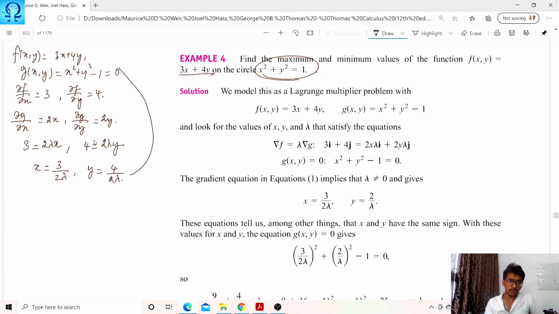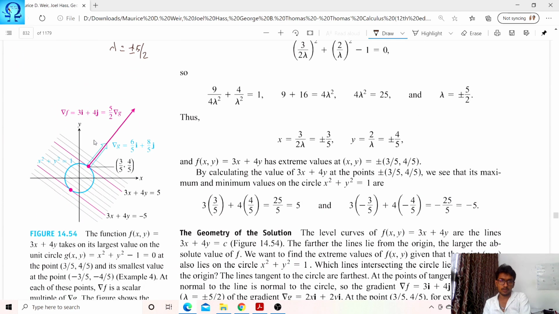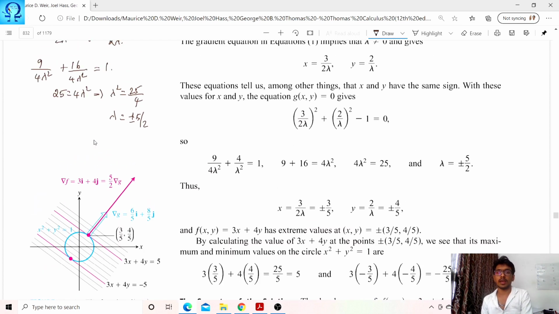If you substitute this into g, it is going to be 9 upon 4 lambda squared plus 16 upon 4 lambda squared equals 1. Therefore 25 equals 4 lambda squared, which tells you that lambda squared is 25 upon 4. Therefore lambda is plus or minus 5 upon 2. If you give this lambda value into x and y, x is 3 upon 2 times plus or minus 5 upon 2. The 2 and 2 get cancelled, so you have plus or minus 3 upon 5. And y is 4 upon 2 times plus or minus 5 upon 2, which is plus or minus 4 upon 5.